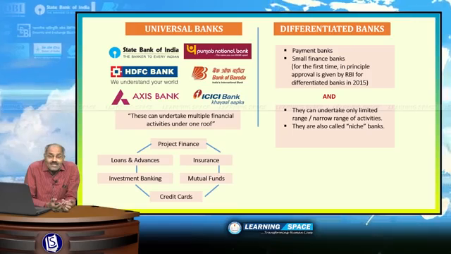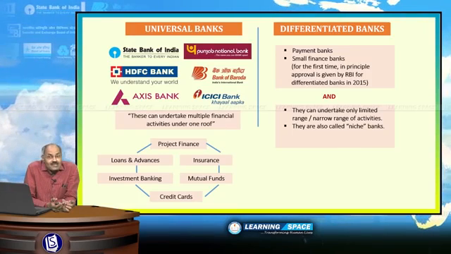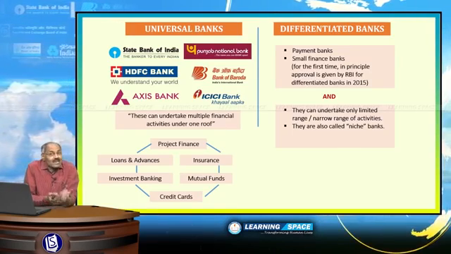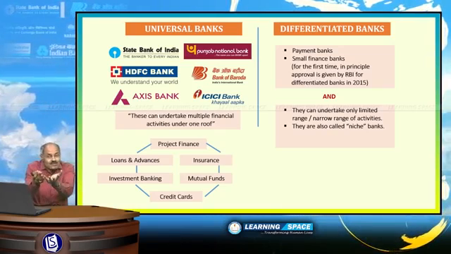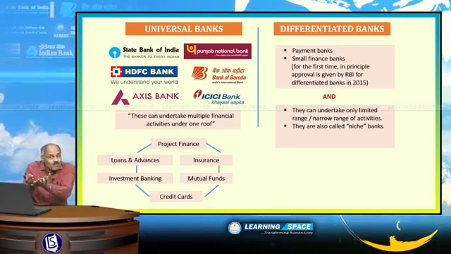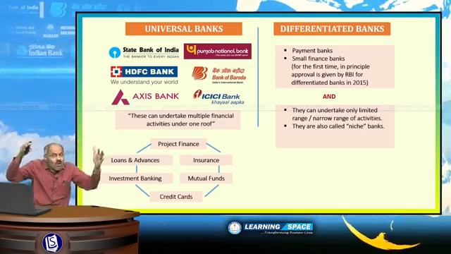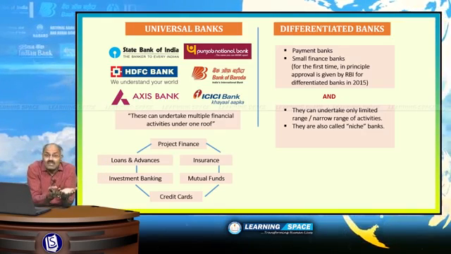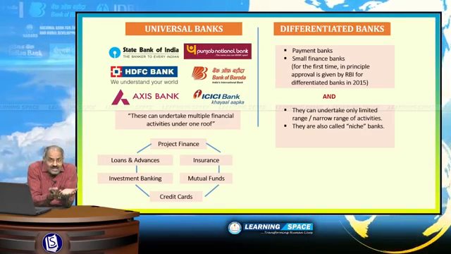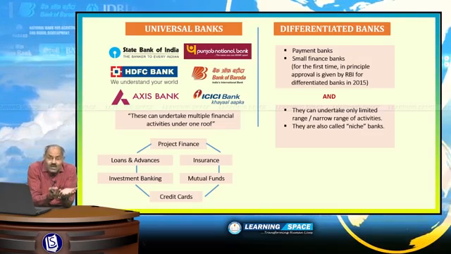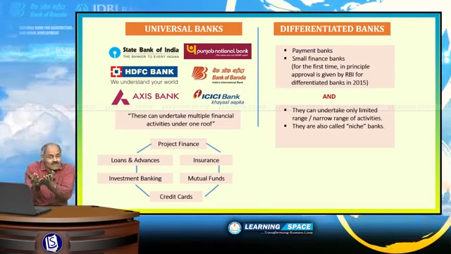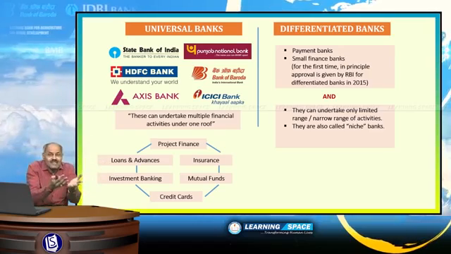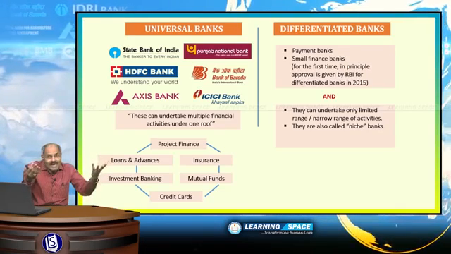Universal banks and differentiated banks. The banks which you are dealing with nowadays, like ICICI Bank, Axis Bank, Bank of Baroda, Punjab National Bank, these are all coming under universal banks. The recent licenses given for Bandhan as well as IDFC are also universal banks. What is meant by universal bank?